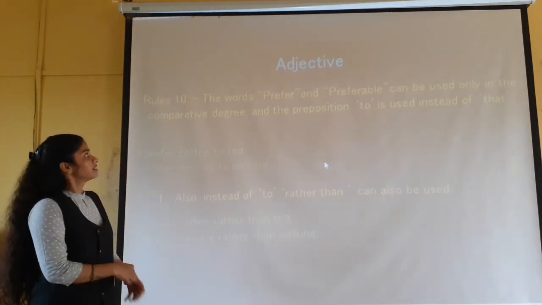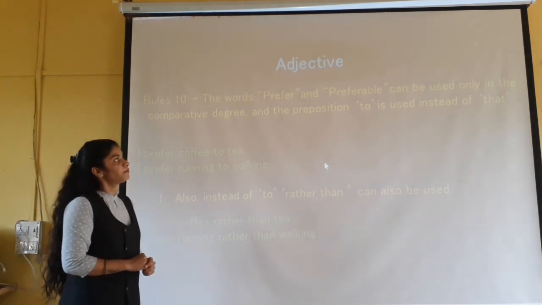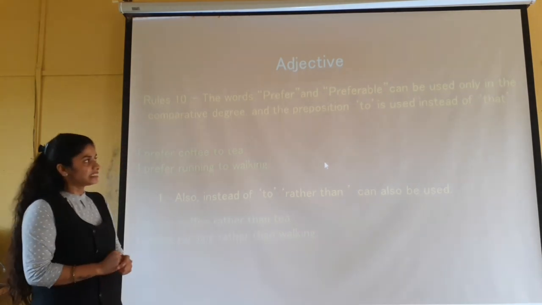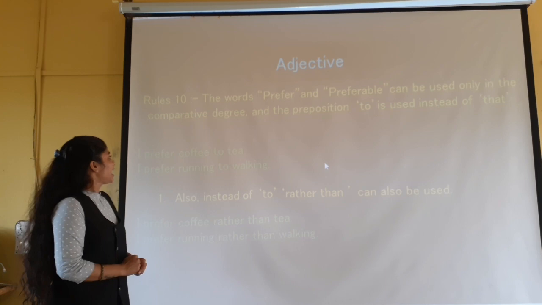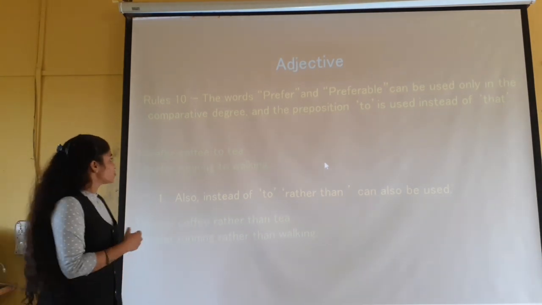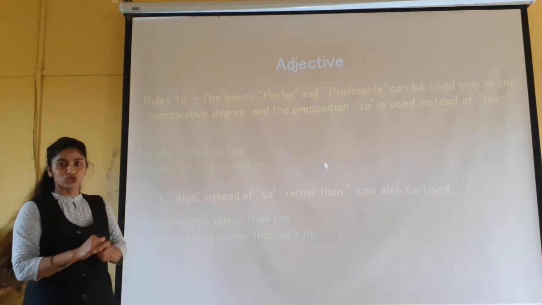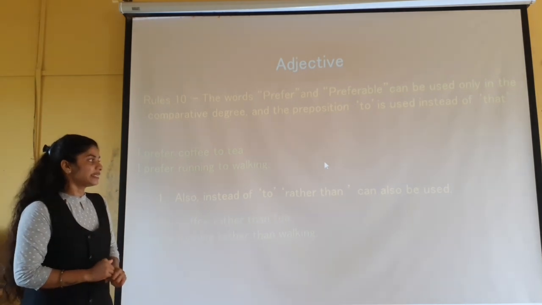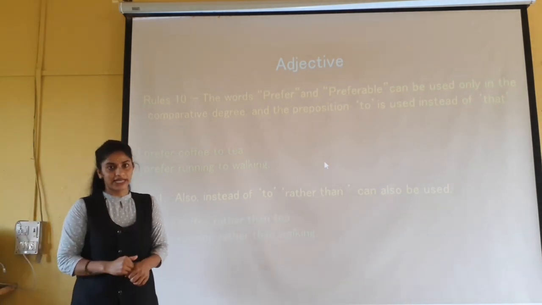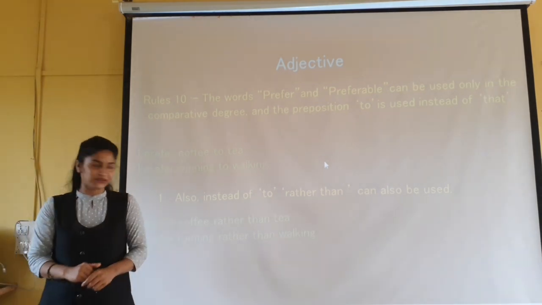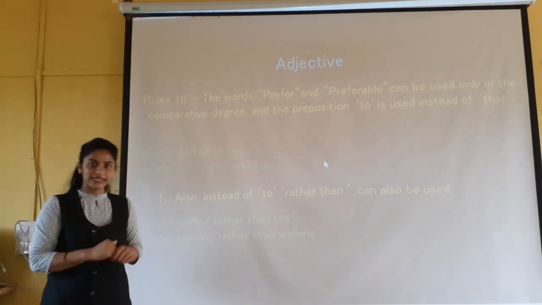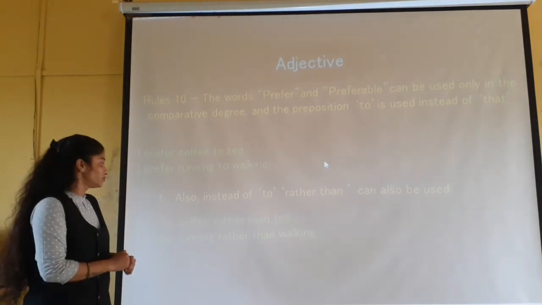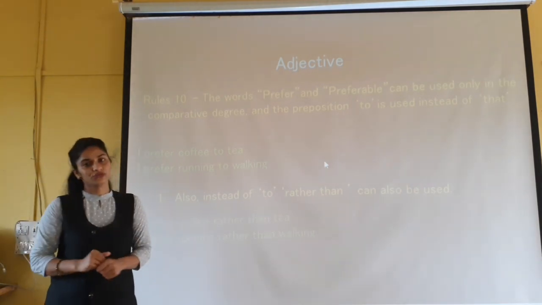Okay. Let's go further. This is our last rule. The words prefer and preferable can be used only in the comparative degree, and the preposition to is used instead of than. Okay. I prefer coffee to tea. I prefer coffee than tea? No, it's wrong. I prefer coffee to tea. I prefer running to walking. Okay. Also, instead of to, rather than can be used, but only for these two words, prefer and preferable. That is, I prefer coffee rather than tea. I prefer running rather than walking. Only than you can't use. You have to use rather than, or else directly you can use to.